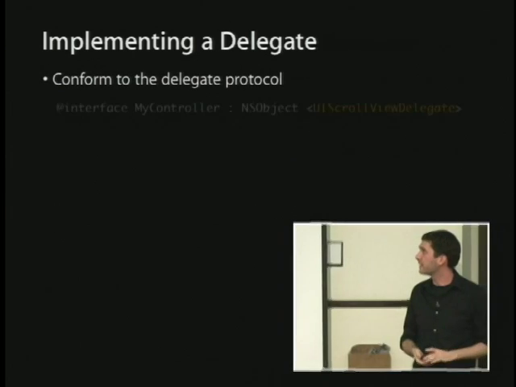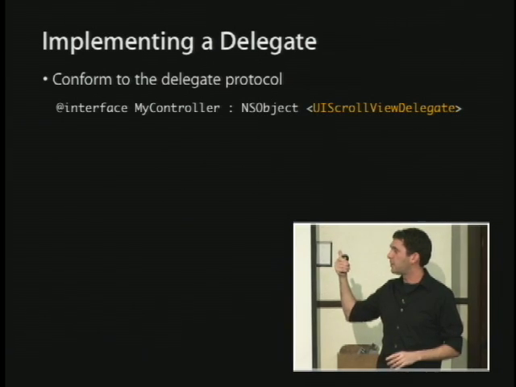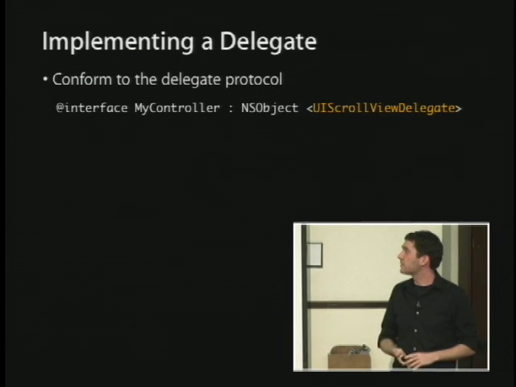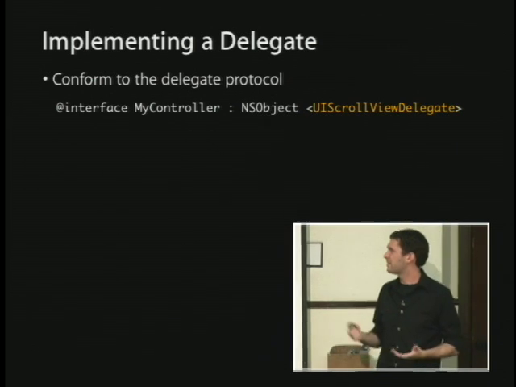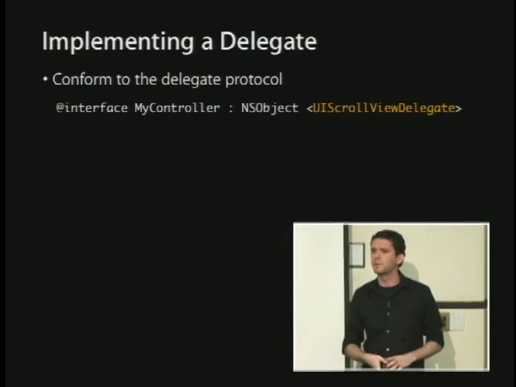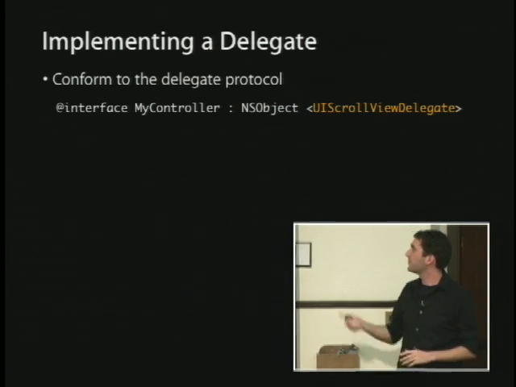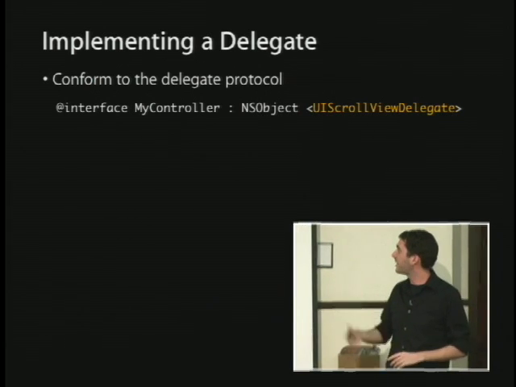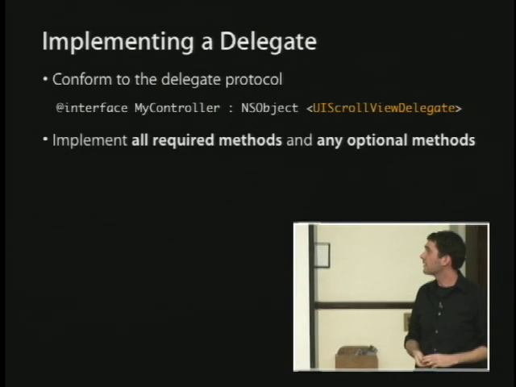All right, so there are, as I mentioned, quite a few other delegate methods, and you can check out UIScrollView.h where you can see all of them. But let's take a look at implementing one of these things. First of all, we have to declare that we conform to the protocol. So in this case, we have our controller, MyController. It's a subclass of NSObject. This could also be a subclass of UIViewController if we were implementing a view controller. And we're going to declare that we conform to the UIScrollViewDelegate protocol by putting that after our superclass in angled braces there.